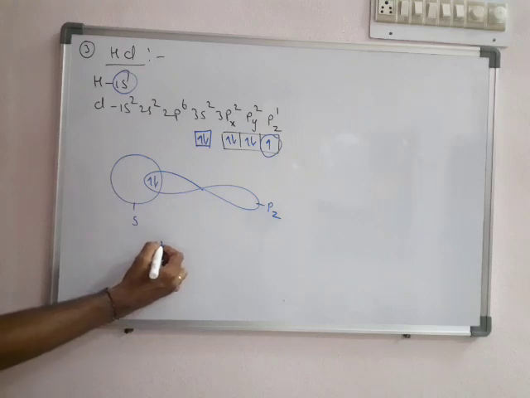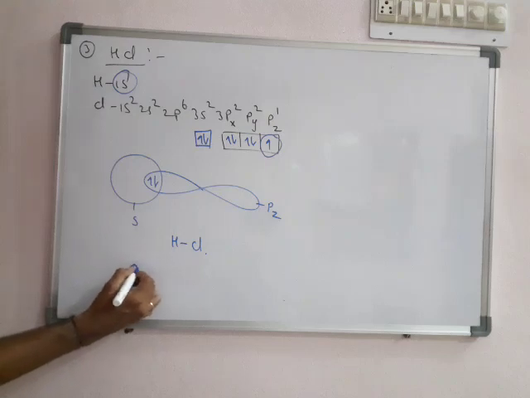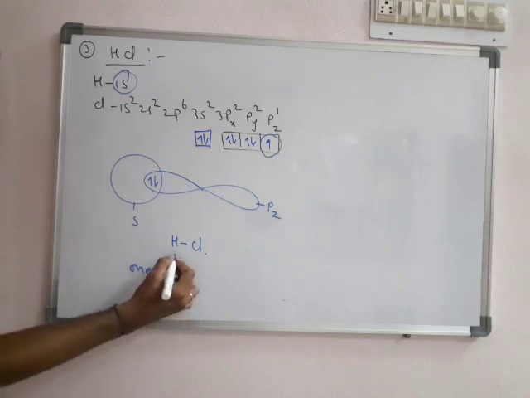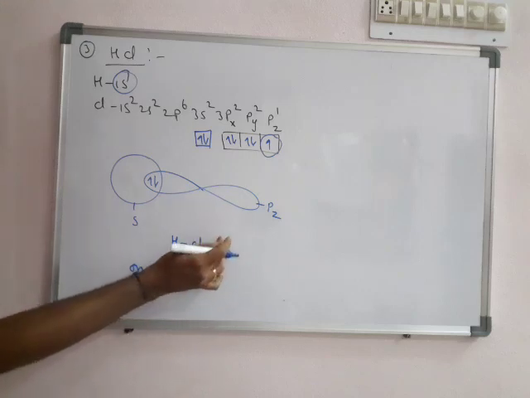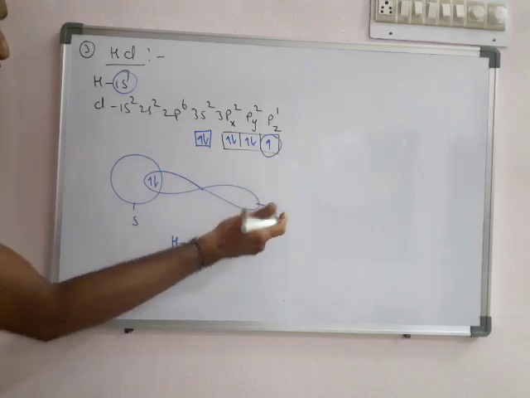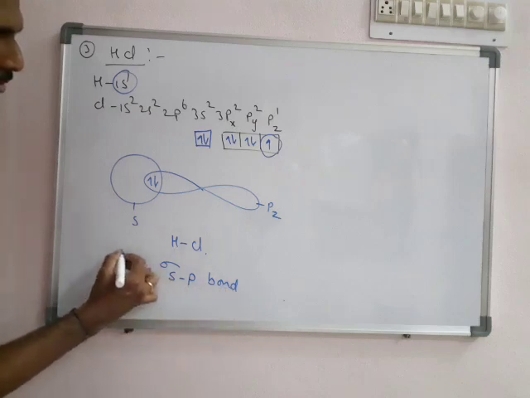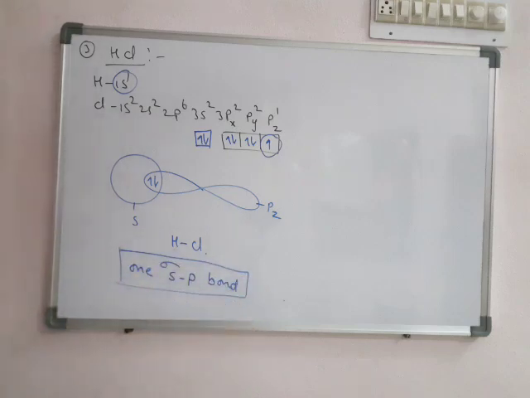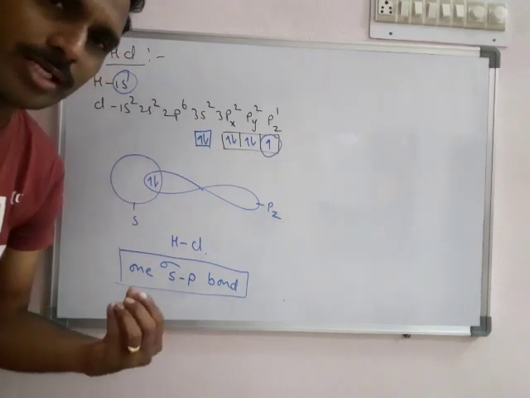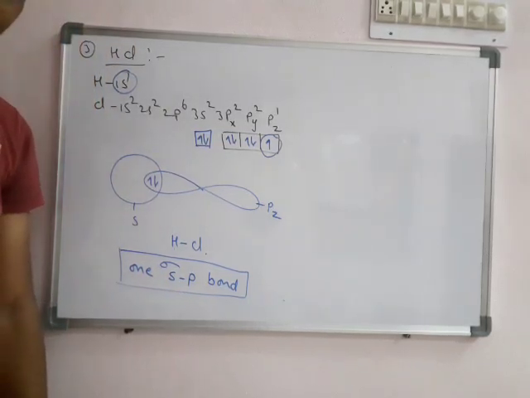The first bond, so here a bond is formed between H and Cl. But how many bonds are formed? One bond. The first bond is always a sigma bond. The s of hydrogen and the p of chlorine are involved, and that's why it is called a sigma s-p bond. One sigma s-p bond. We can write p-s bond also, but generally in books the term s-p bond is used. Sigma s-p bond is present.